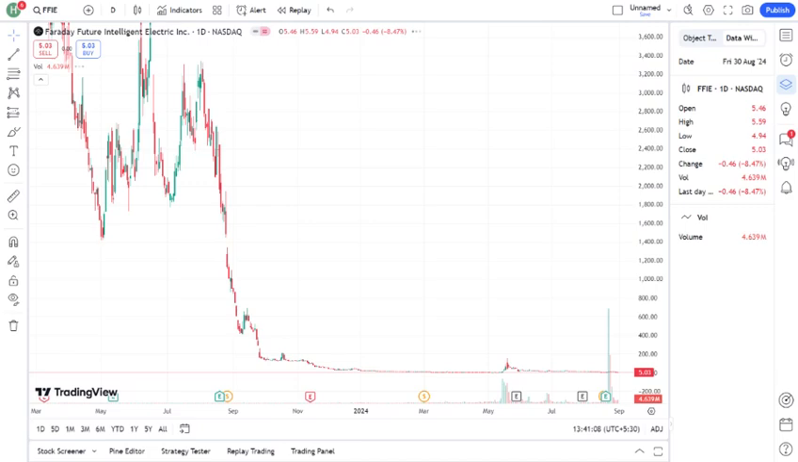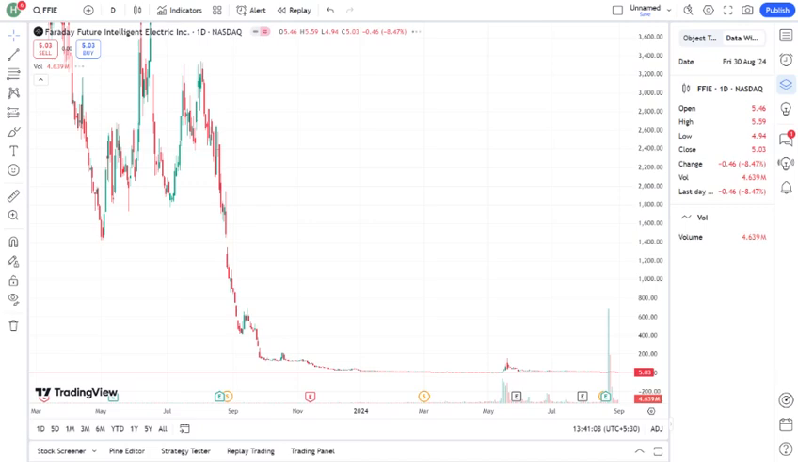Stock performance. Looking at the stock price, FFIE has been quite volatile. Over the past year, it has seen big swings, from steep drops to short-lived rallies. As of now, the stock is trading at a relatively low price compared to its highs. However, with small-cap stocks like this, there's always the potential for big moves if the company can hit some key milestones.